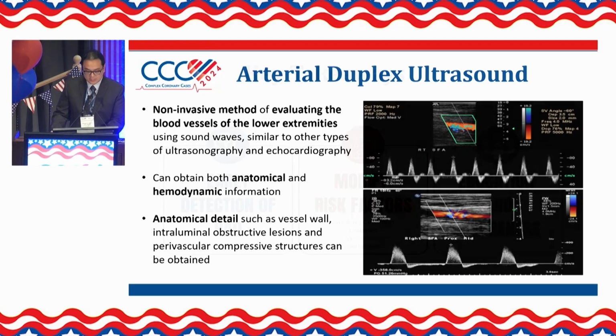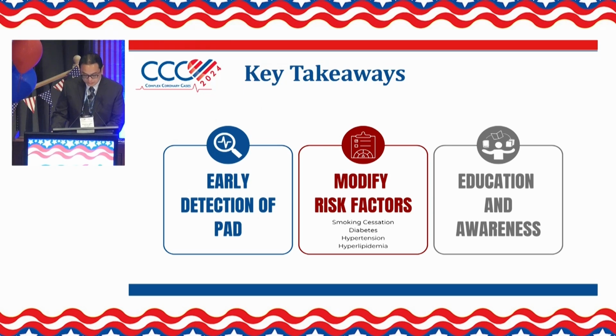So key takeaways for my talk really is early detection of PAD. It is clear that peripheral atherosclerosis remains an important marker of mortality from other cardiovascular causes such as MI and stroke. Early detection is important: patient's history, physical examination, and non-invasive testing. We have to modify the risk factors as shown here. And educational awareness helps reduce the size of this underdiagnosed population and to improve prognosis.